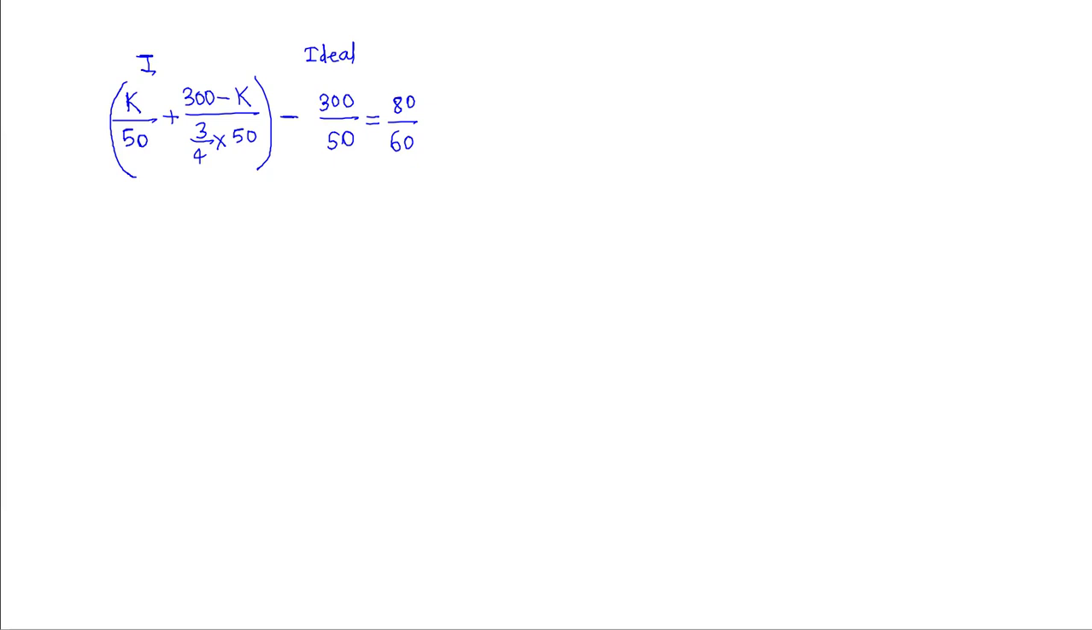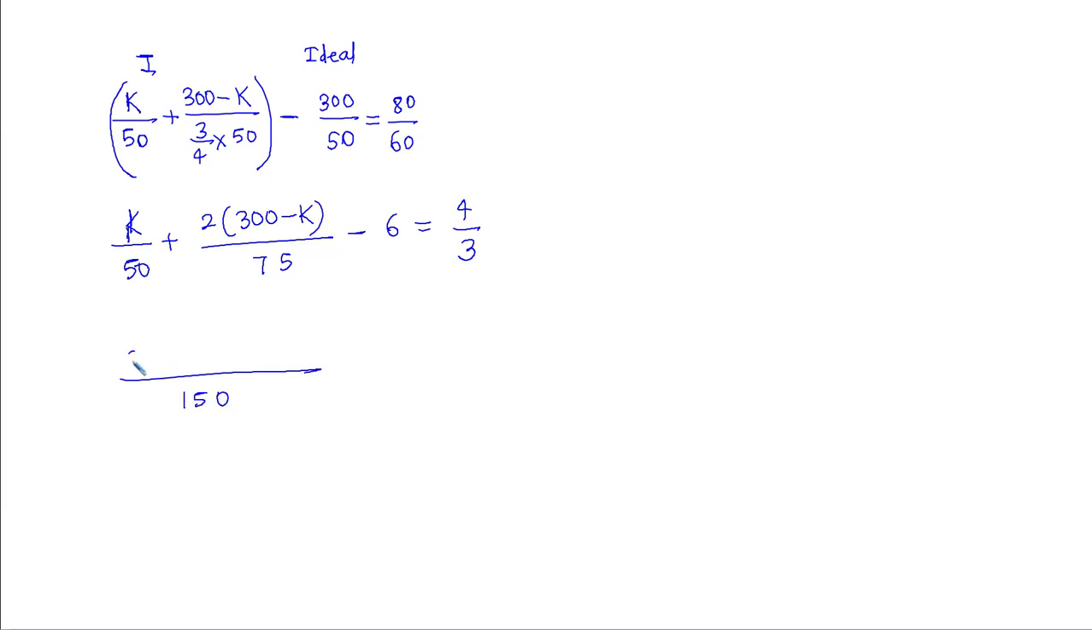Let's try to solve this. This is going to be k divided by 50 plus 2 times 300 minus k divided by 75, minus 6 is equal to 4 divided by 3. Over here the LCM is 150. So this is 3k, and this is 4 times 300 minus k, is equal to 4 by 3 plus 6.